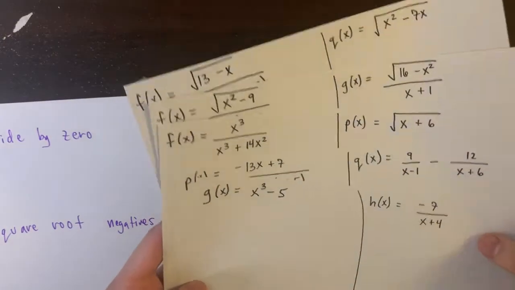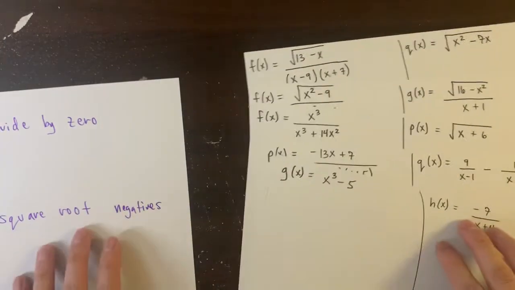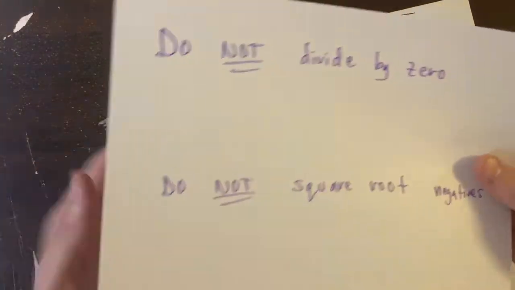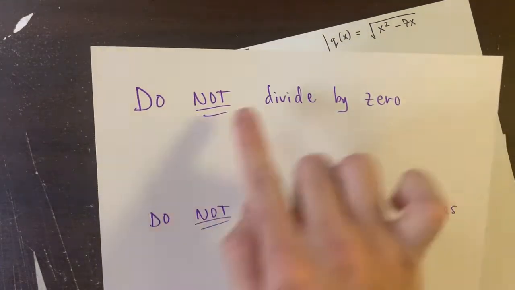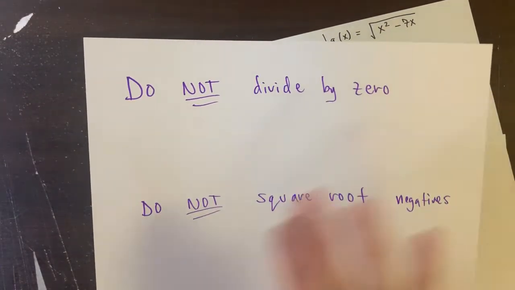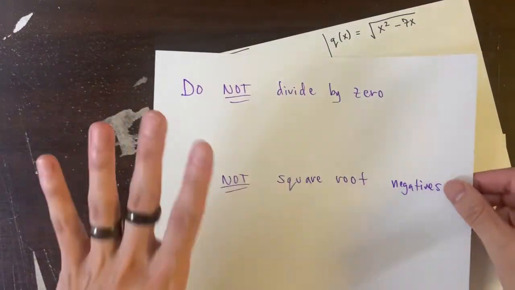So let's try a whole bunch of these math problems here that I just made up. And for all of them, all we want is the domain. Now here I propose, these are the things that we want to be aware of. We do not want to divide by 0, and we don't want to square root negatives. These are two rules that you should keep in mind.